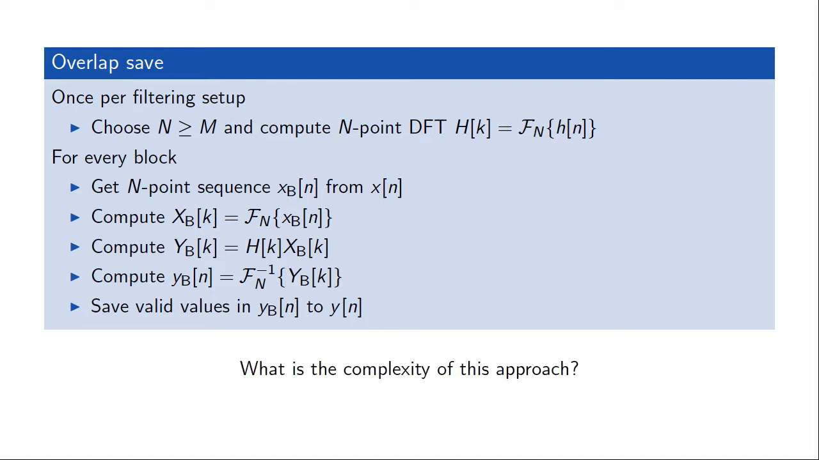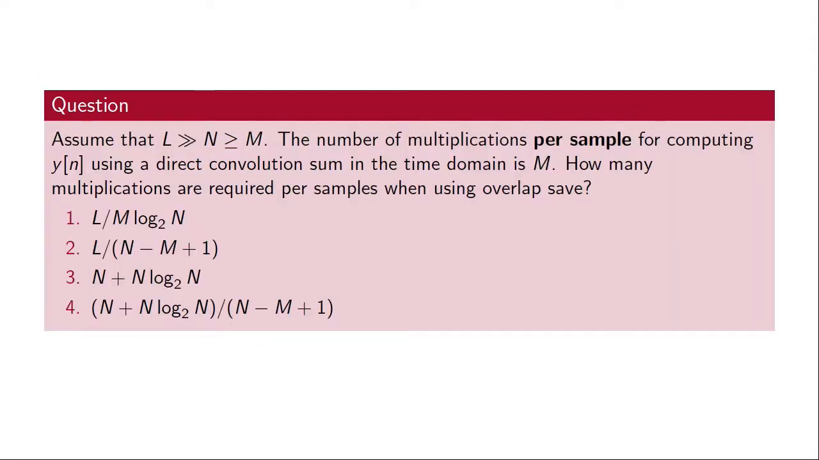So the question now is, what is the complexity of this approach? Let's assume that the length of the input sequence is much larger than the length of the blocks, so we can neglect any pre-computation complexity, and we assume that the block length is greater than the length of the filter. Then the number of multiplications per sample of the signal for computing the output y of n using direct convolution is, as we saw, equal to m. So you have to do m multiplications per sample of y of n in order to get the output using direct convolution. The question is, how many multiplications per sample are required when using the overlap and save method that we just saw?